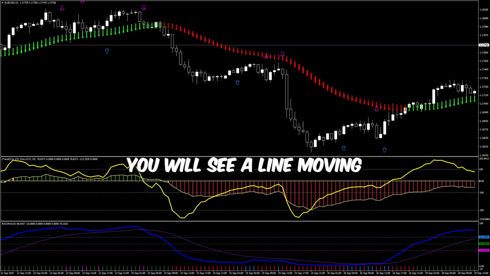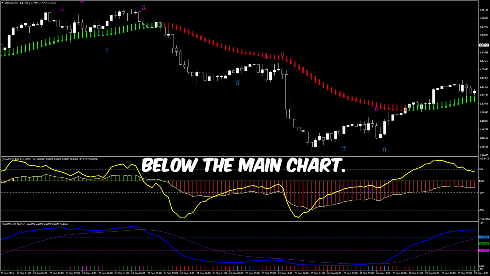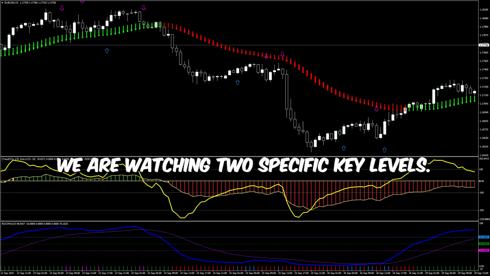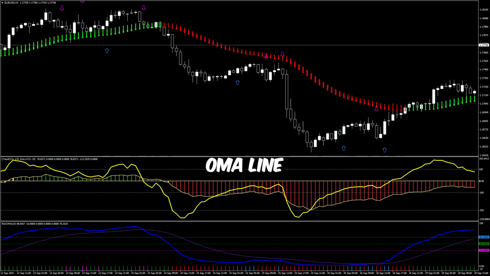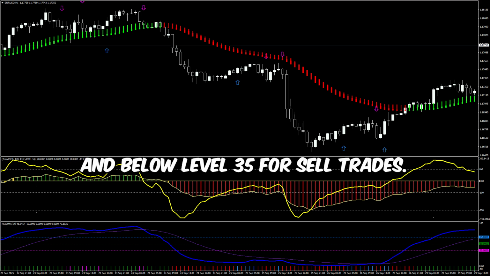Visually, you will see a line moving between levels in a separate window below the main chart. For this strategy, we are watching 2 specific key levels. We want to see the RSI OMA line cross above level 65 for buy trades and below level 35 for sell trades.